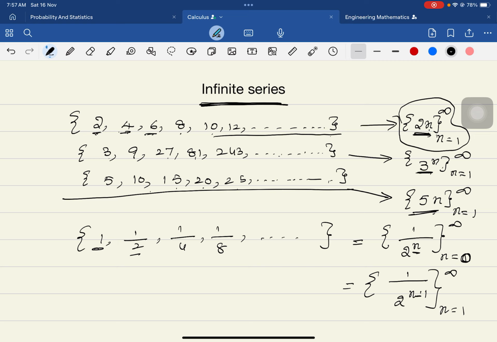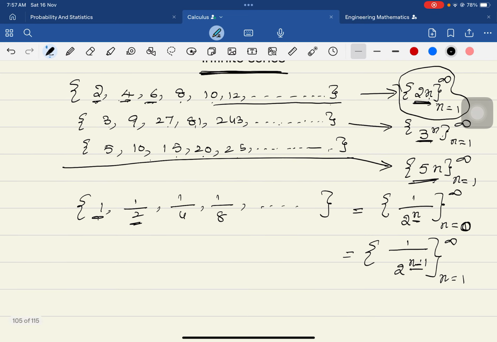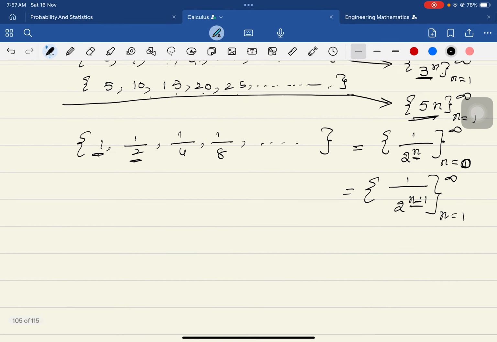So when n is 1, 1 minus 1 gives you 0, so 1 by 1 is 1. And when you put n is 2, you are getting the second number, that is 1 by 2 power 2 minus 1, which is 1 by 2. When n is 3, 1 by 2 square. When n is 4, 1 by 2 power 3. Like that it goes on. So we are able to write down now what is the sequence.